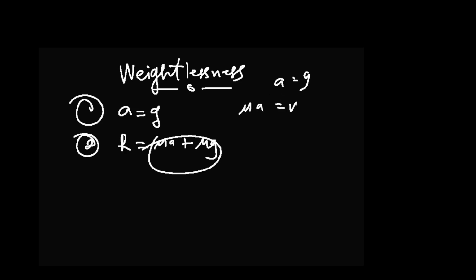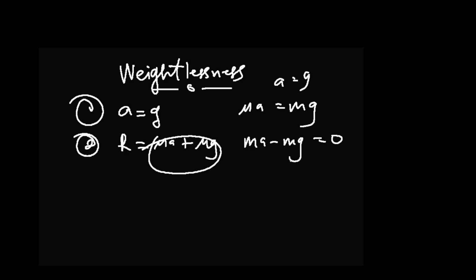That means that ma is equal to mg. So if you take this one in, you have ma minus mg equal to 0. You understand that now? If the resultant force acting on the body becomes 0, then the body is experiencing weightlessness. Are you getting it now?